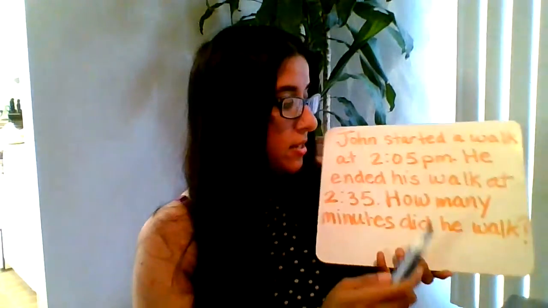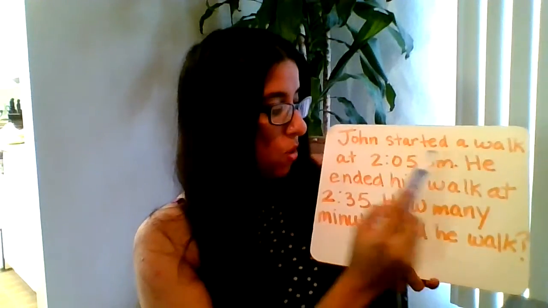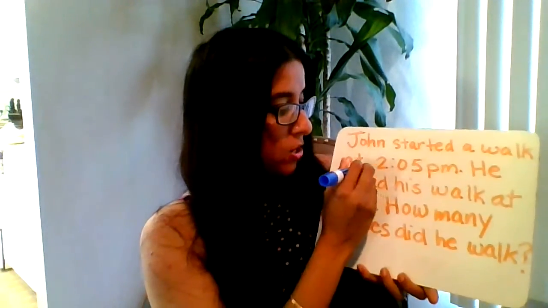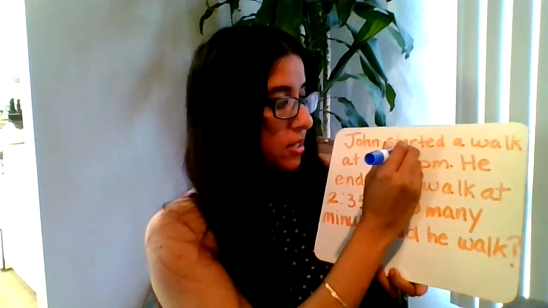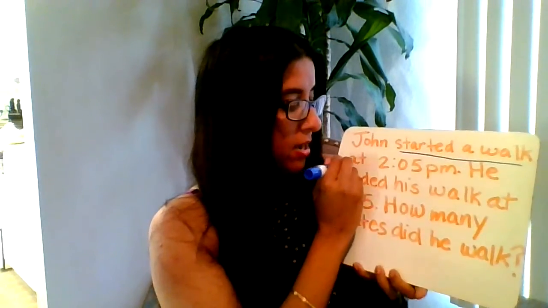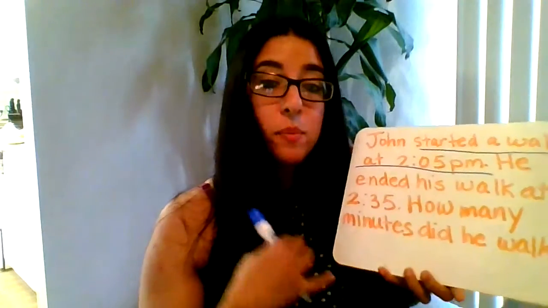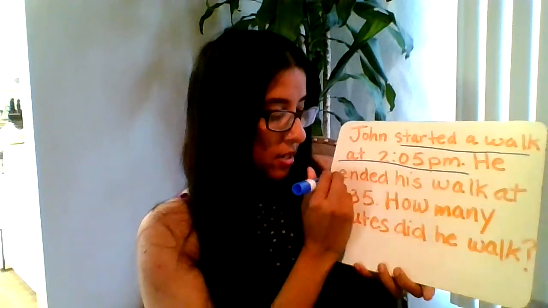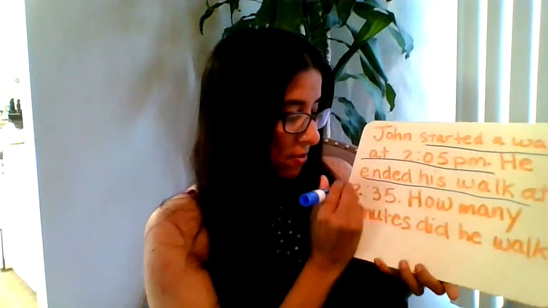So here it says that John started a walk at 2:05 p.m. That's a key detail. So I'm going to go ahead and underline that he started the walk at 2:05 p.m. so that I know where he started. Then he ended his walk at 2:35. So I will go ahead and undo that.